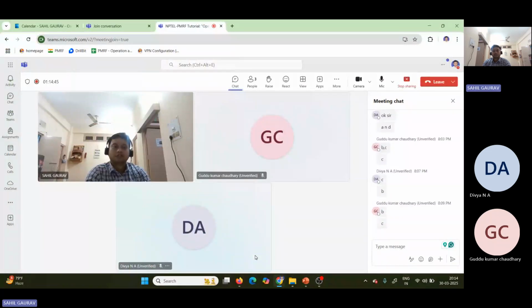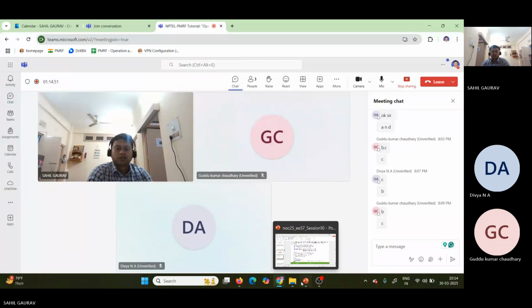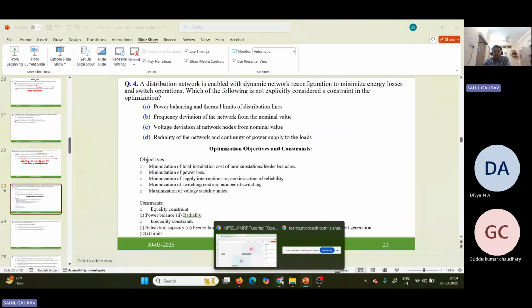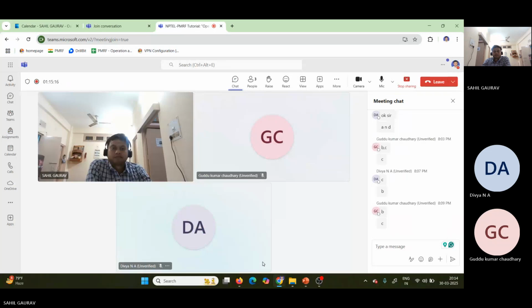Yes, I got Dev's answer. I think you have replied or not. So here you have to tell which of the following cannot be a constraint for the optimization problem. The simple question is which of the following is not explicitly considered as a constraint in the optimization problem? So you have to pick one option. Anyone? Div and Guddu.